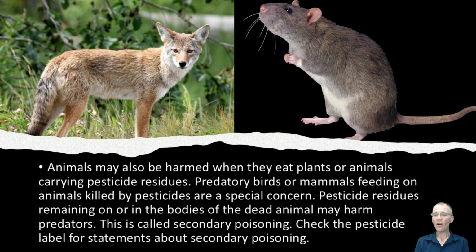Animals may also be harmed when they eat plants or animals carrying pesticide residues. Predatory birds or mammals feeding on animals killed by pesticides are a special concern. Pesticide residues remaining on or in the bodies of the dead animal may harm predators. This is called secondary poisoning. Check the pesticide label for statements about secondary poisoning.